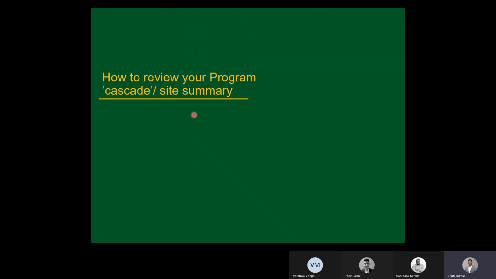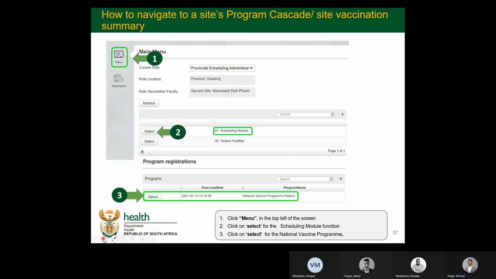Talk to how to review your program cascade or your site summary. Okay, so this slide talks to how to navigate the site's program cascade or site vaccination summary. So step one is you're going to click the menu button on the scheduling system, which is positioned on the left hand side. Once you select the menu button, please make sure that the current role is scheduling administrator, as well as the role location, as well as your vaccination facility are correct.